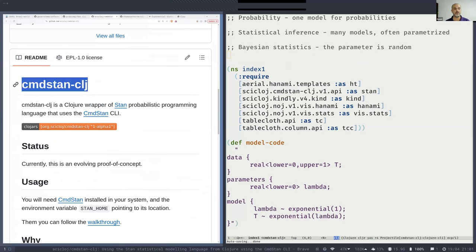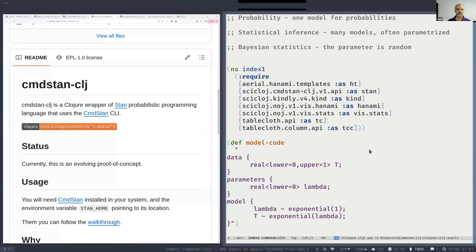That is the common naming for Stan libraries. If they use Stan from the command line, not as a C++ library in process, but as a separate process from the command line, then they are usually called this way, like cmdstanr, cmdstanpy, and so on.